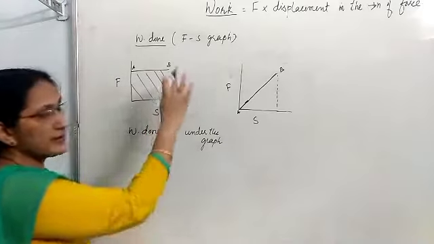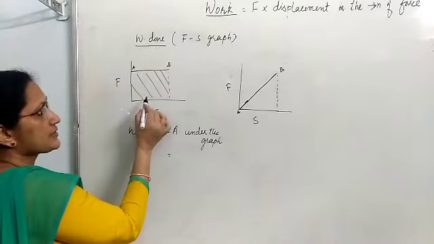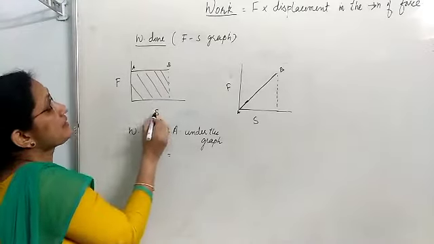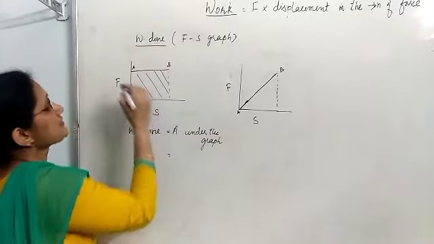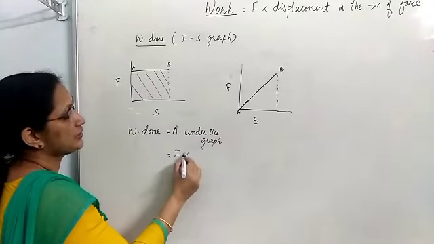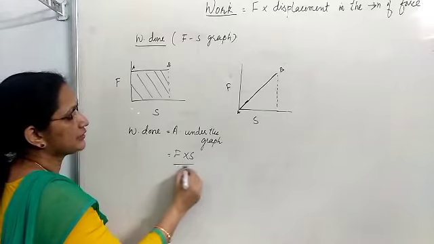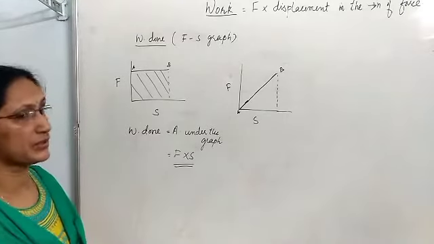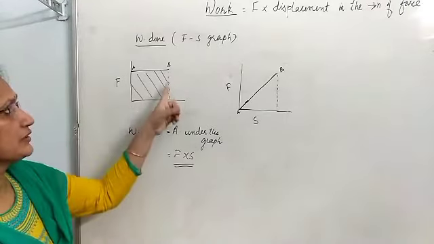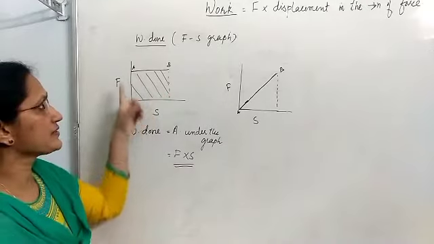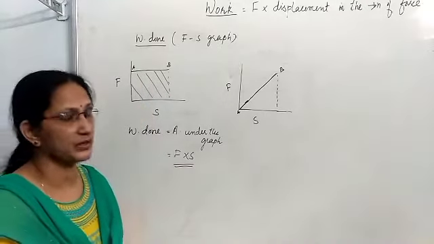Then this area is in rectangular shape. Its length is represented as S, breadth is represented as F. So F into S is the area under the graph. It will give the work done. Simply find out the area under this graph, that will give the work done.